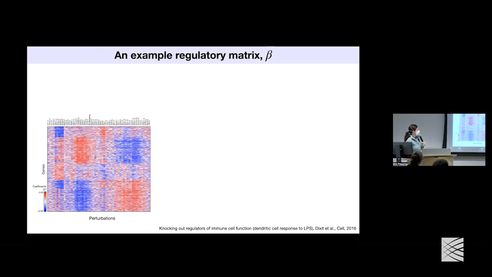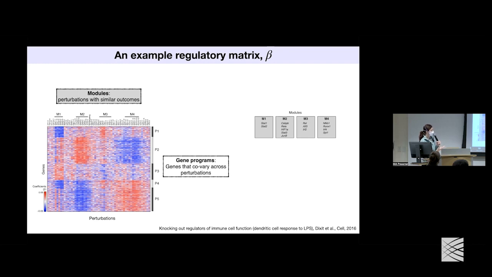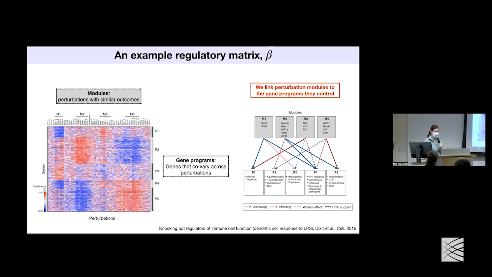Looking at this, you see that some perturbations have similar effects, so they cluster together into what we call co-functional modules, basically perturbations with similar outcomes. Similarly, genes cluster into gene programs. These are genes that co-vary across perturbations. For example, they're regulated by the same transcription factors, or they're involved in the same types of pathways. So then we can link the modules of perturbations to the gene programs, and learn what types of perturbations lead to what types of changes in the particular system we study.